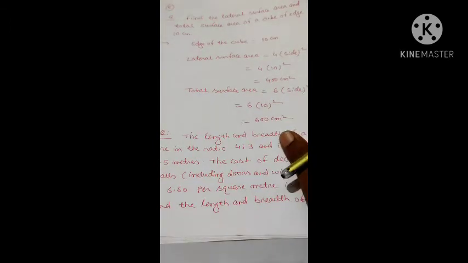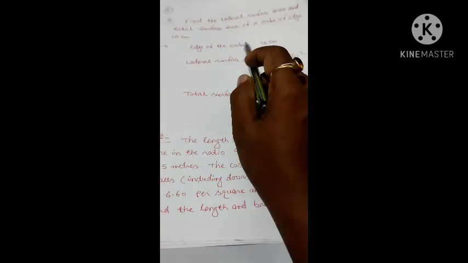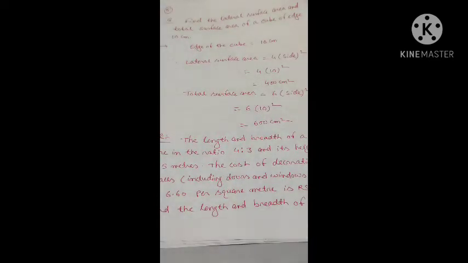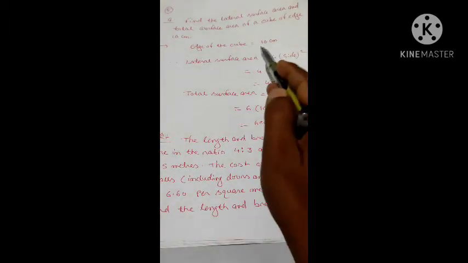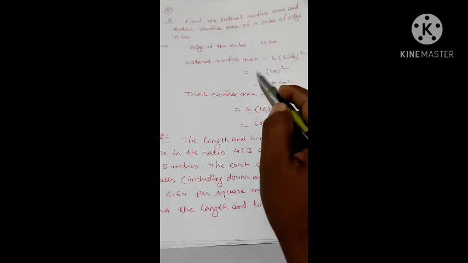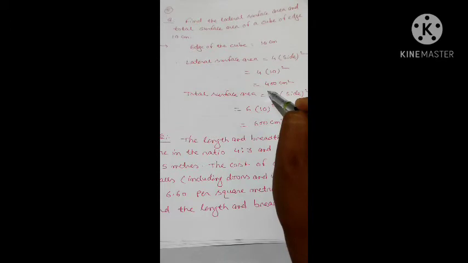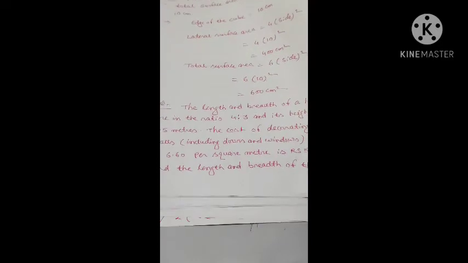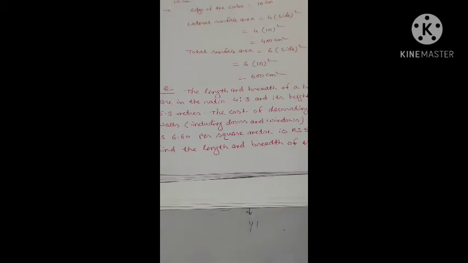Now we should do one sum based on a cube. This is a very simple sum where the edge of a cube is given as 10 centimeter. That means the side is 10 centimeter and we have to find the lateral surface area or total surface area. To find the lateral surface area, we use the formula 4 into side square, and since the side is 10, we write 4 into 10 whole square, that is 400. And for the total surface area, it will be 6 into side square, 6 into 10 square, that is 600. So this is a very simple sum based on a cube.